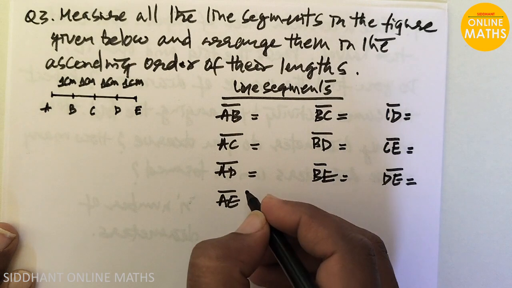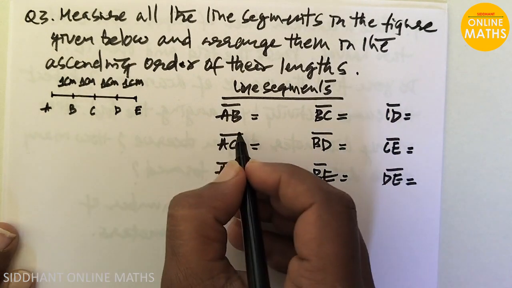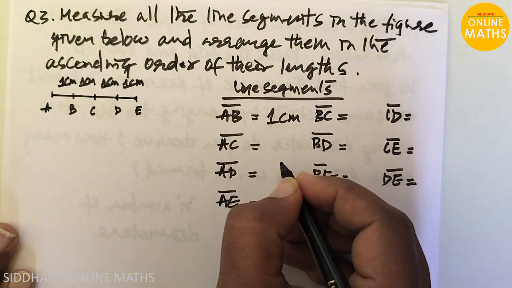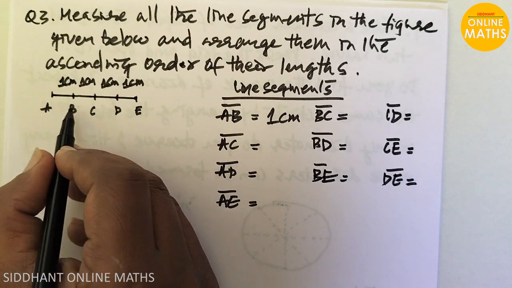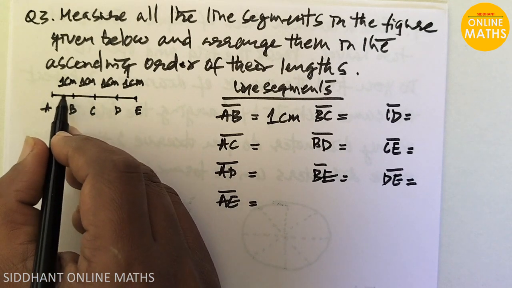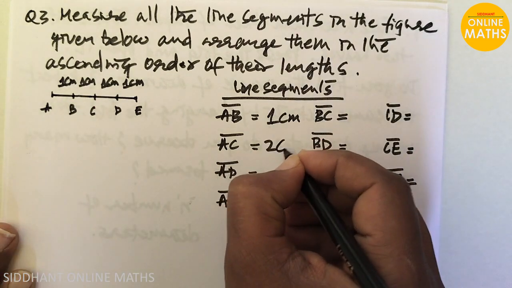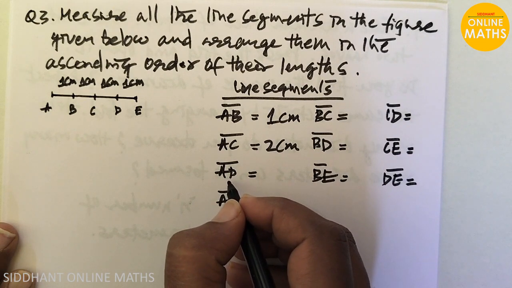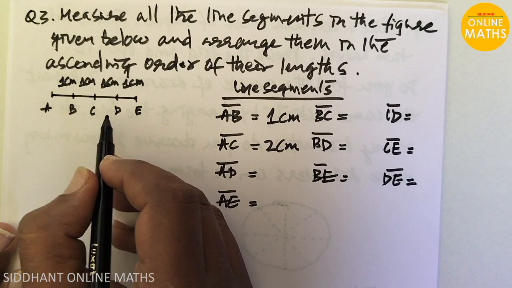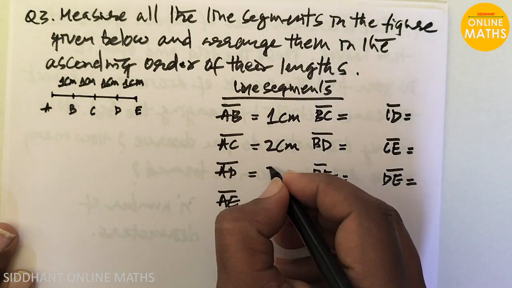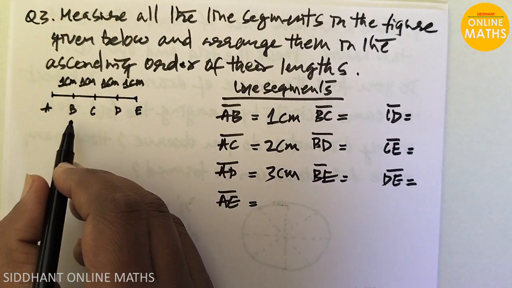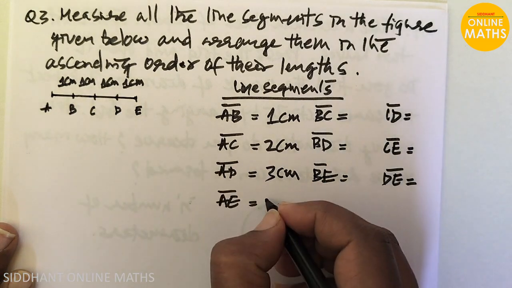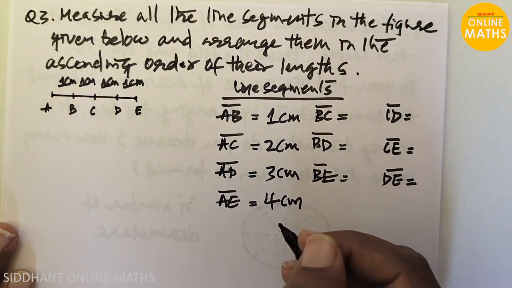Now we are going to write the answer for these line segments. AB, how much is the line segment? 1 centimeter. And AC, how much? AB plus BC, that means 1 plus 1, that means 2 centimeter is the length. Coming to AD, AB plus BC plus CD, that means 1 plus 1 plus 1, that means 3 centimeter is the length here. Next AE, AB plus BC plus CD plus DE, that means 4 centimeter is your line length.